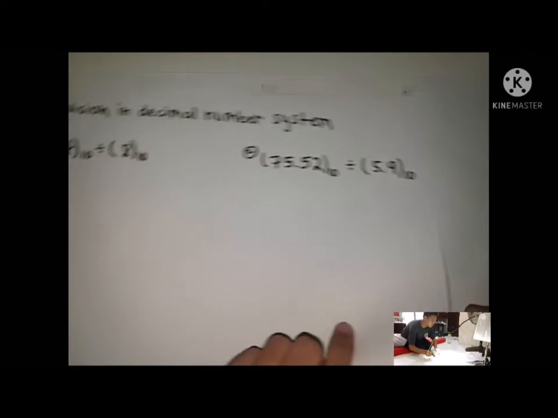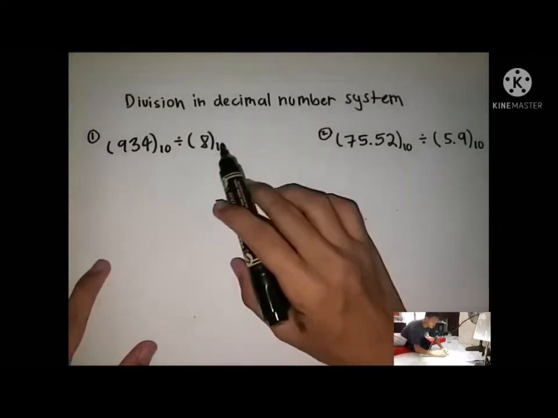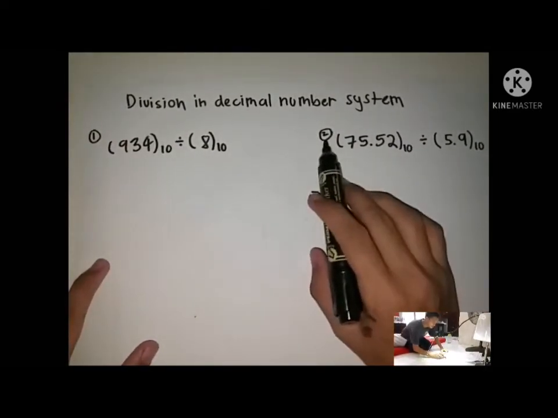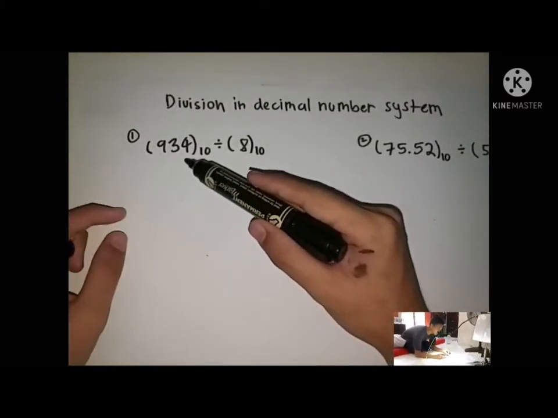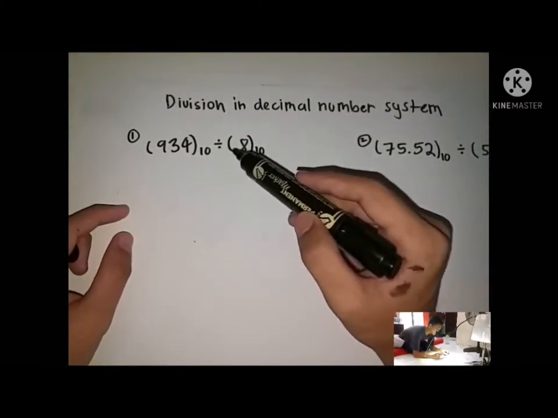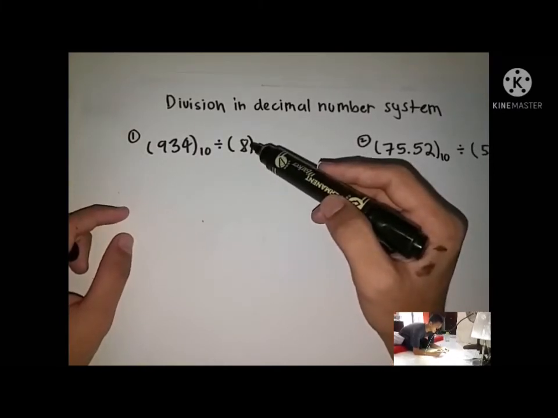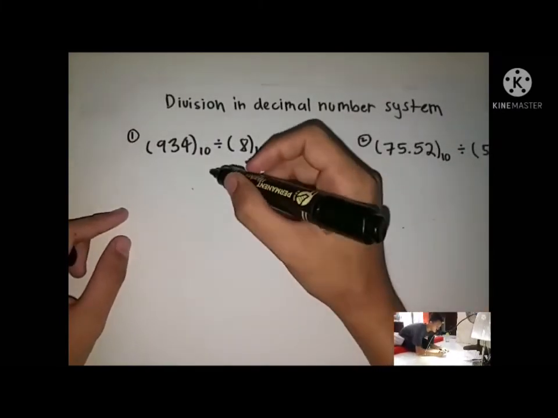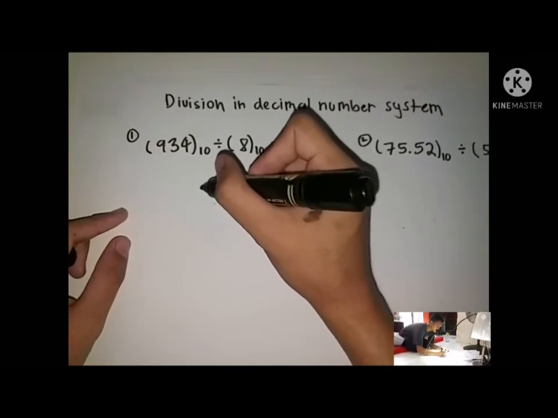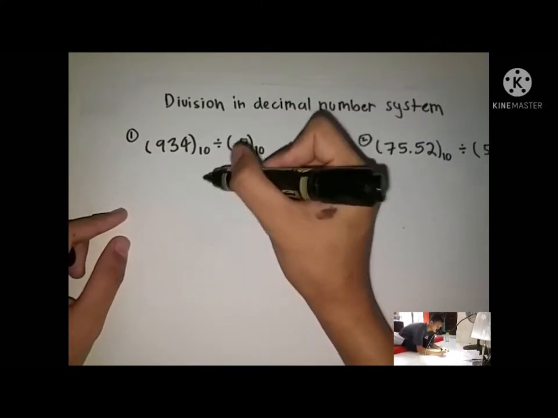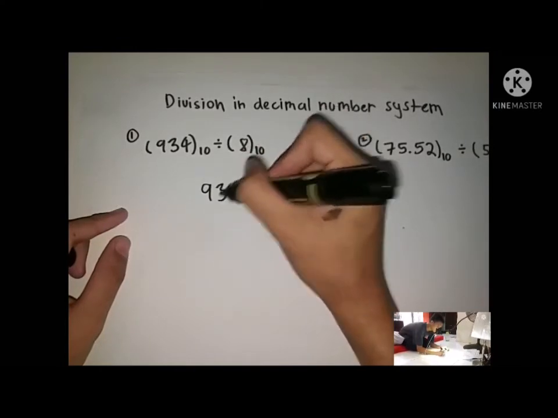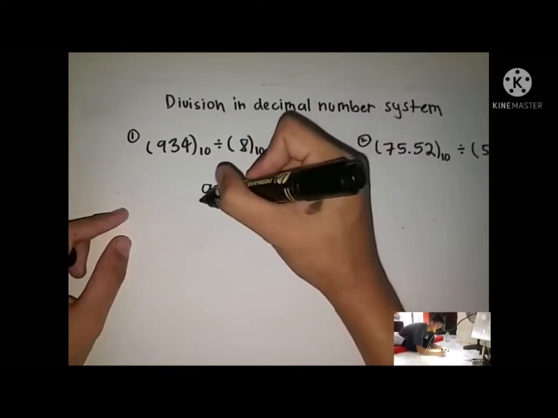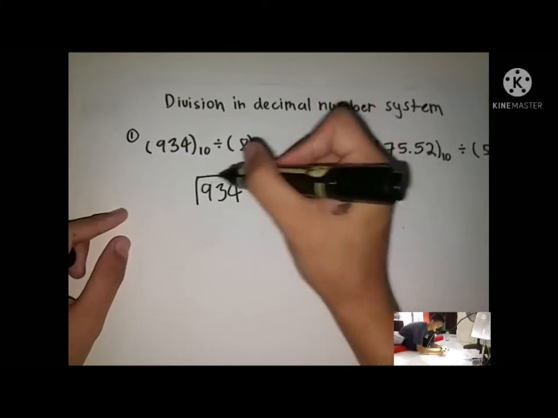So let's proceed to the division in decimal number system. So first we have a 934 base 10 divided by 8 base 10. So first we must put the dividend inside here, like 934 divided by 8.